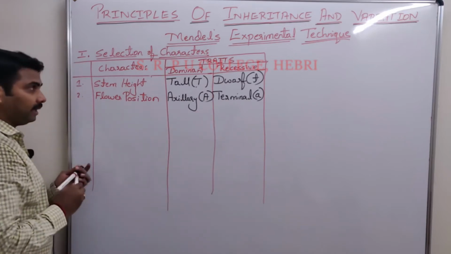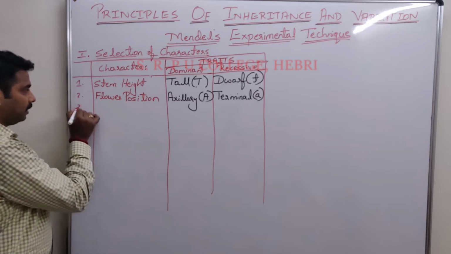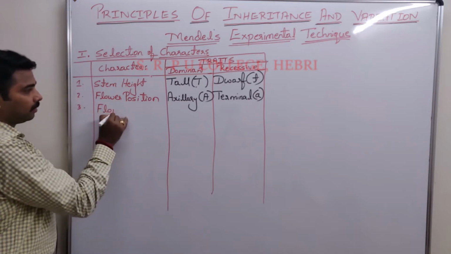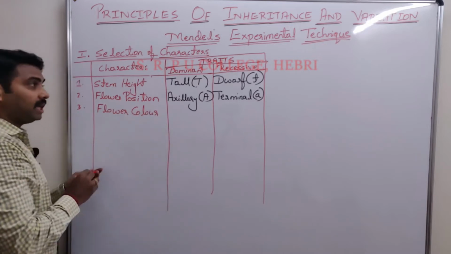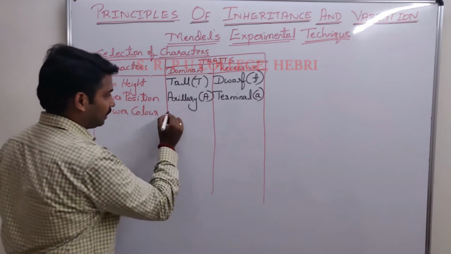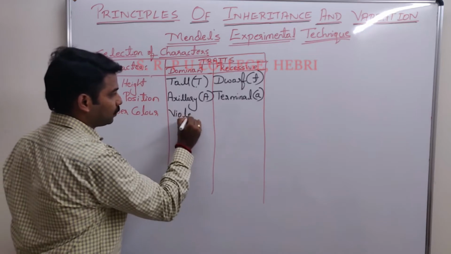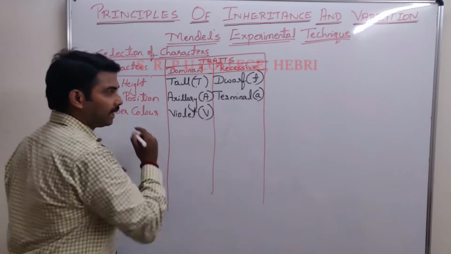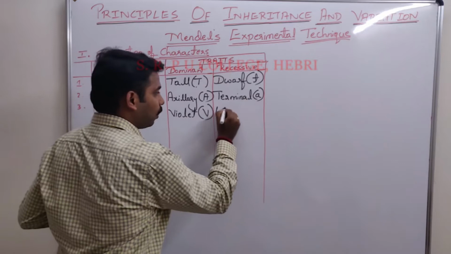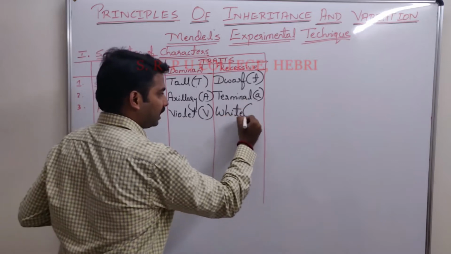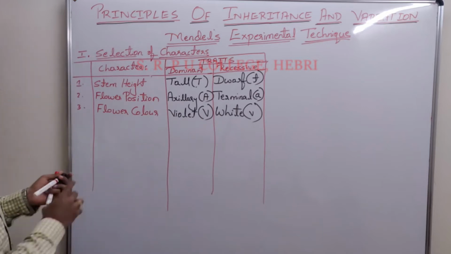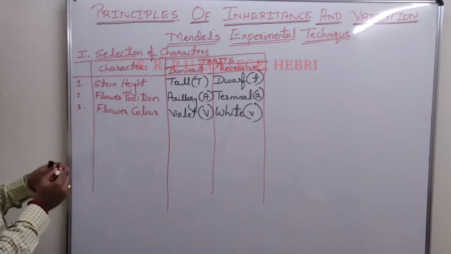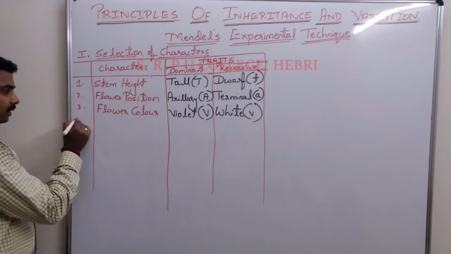The third one is number 3, flower color. Okay, they were available mainly in 2 colors. One is which one? Violet, capital V. The recessive was white. Shall I write W? No, small v. Okay, flower position, flower color were the 2 more characters that he selected.